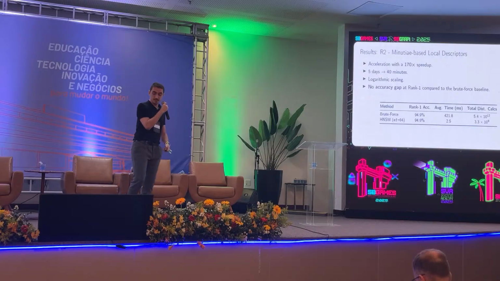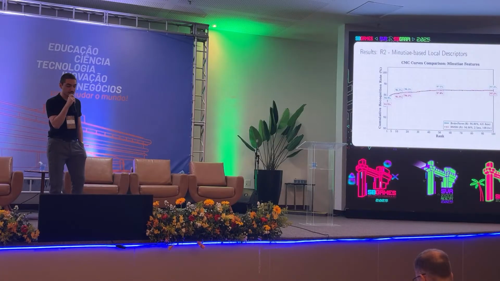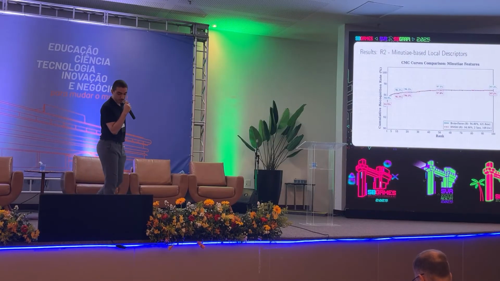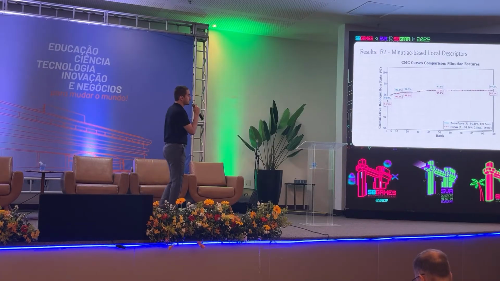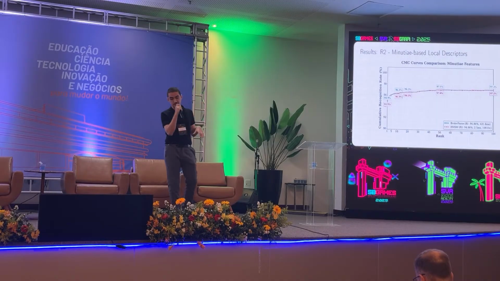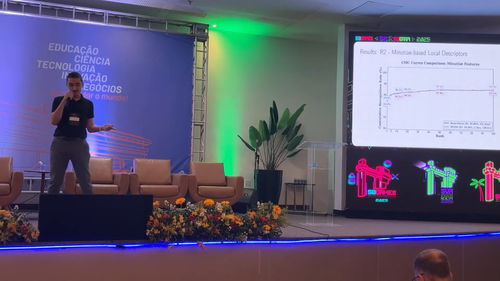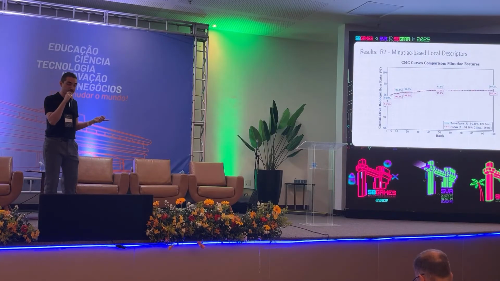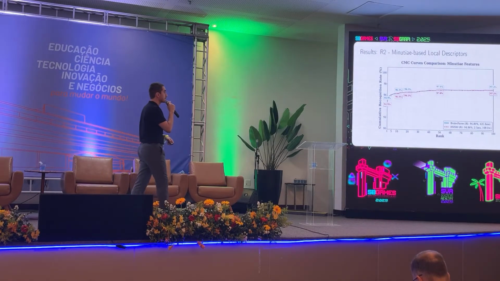And this is more interesting because the rank 1 accuracy here is larger when compared to the first representation, because here we have rotation invariance and local characteristics that are redundant. So it is much faster and much better in accuracy compared to the previous approach.